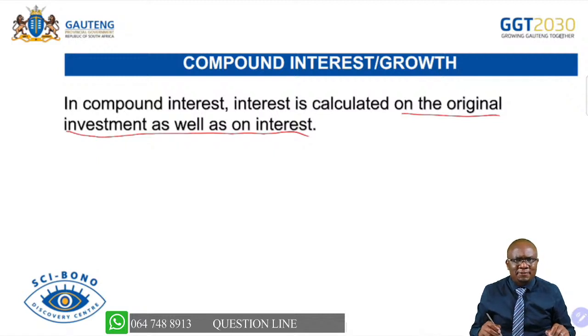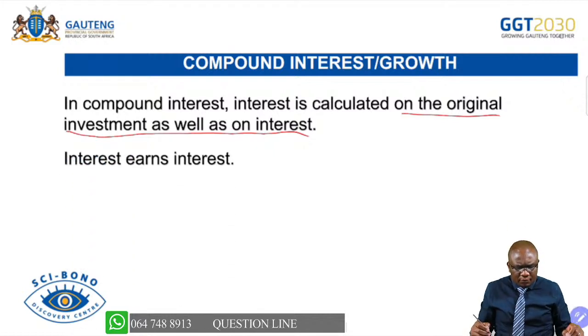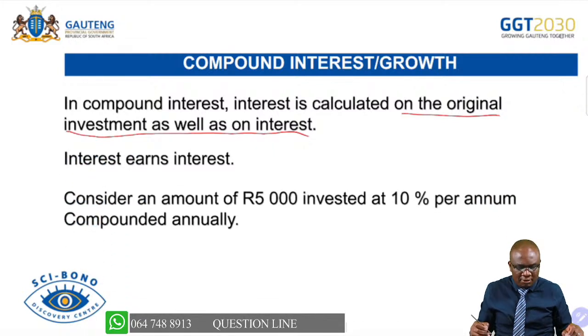Which one will you prefer if you're investing? You prefer compound, right? Because compound will grow faster. Interest will earn interest. Interest earns interest. That is compound interest.